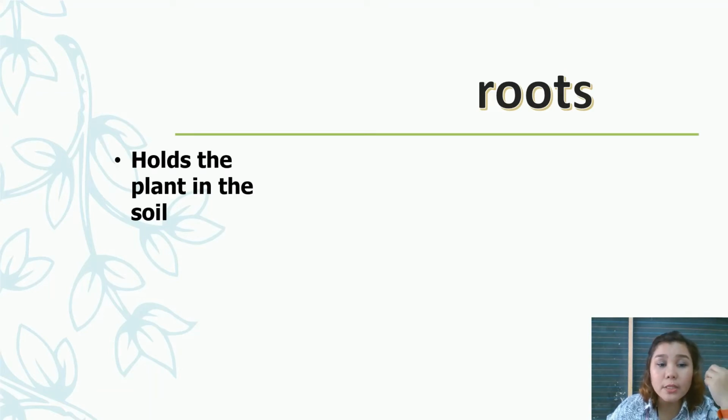So, the roots, how is it helpful to the plant? Or what is the function? First, it holds the plant in the soil. So, imagine ano kaya mangyayari kung walang nakakapit sa soil. So, wala. So, it holds the plant in the soil.